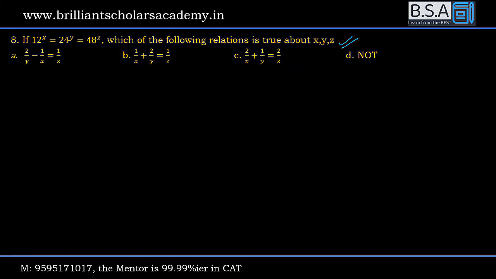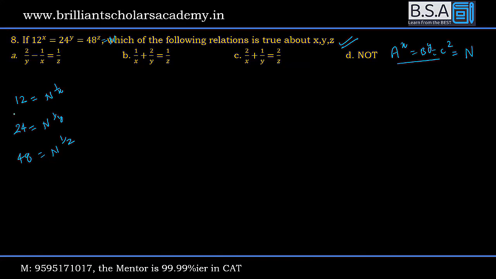So all such questions are solved in a similar manner. Whenever you come across a to the power x, b to the power y, c to the power z, they're all solved in a similar manner. Imagine they are equal to another number n. You can transfer power. This becomes 12 is equal to n to the power 1 by x, or 24 is equal to n to the power 1 by y. 48 is equal to n to the power 1 by z.